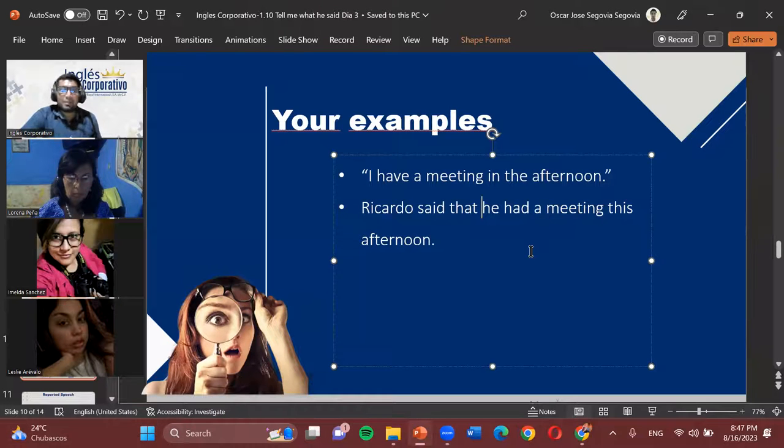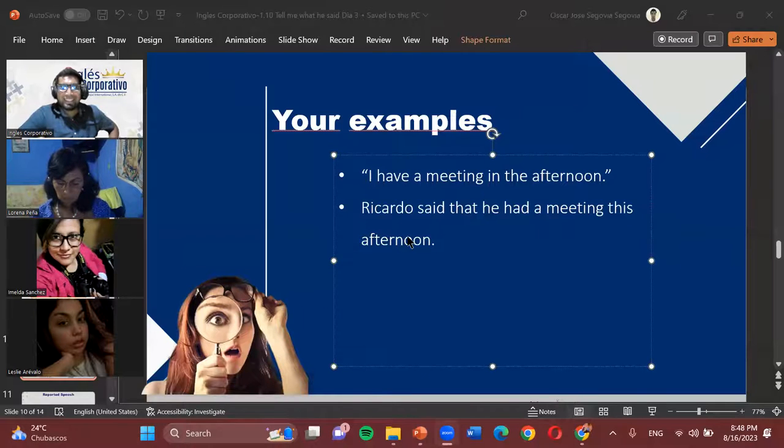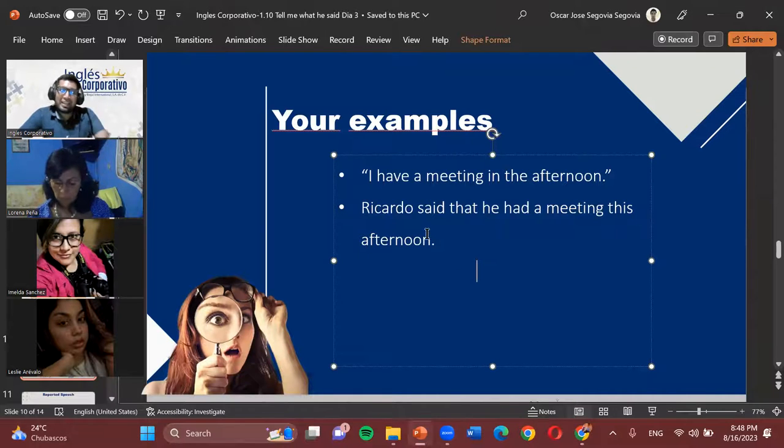The rest is great, because that's the way in which you're supposed to report something that somebody else said. Let's say your boss or someone is looking for Ricardo, and you heard before that Ricardo said, "I have a meeting in the afternoon." So you say, "Ricardo said he had a meeting this afternoon." That's the proper way in which you're going to report on what someone has stated.